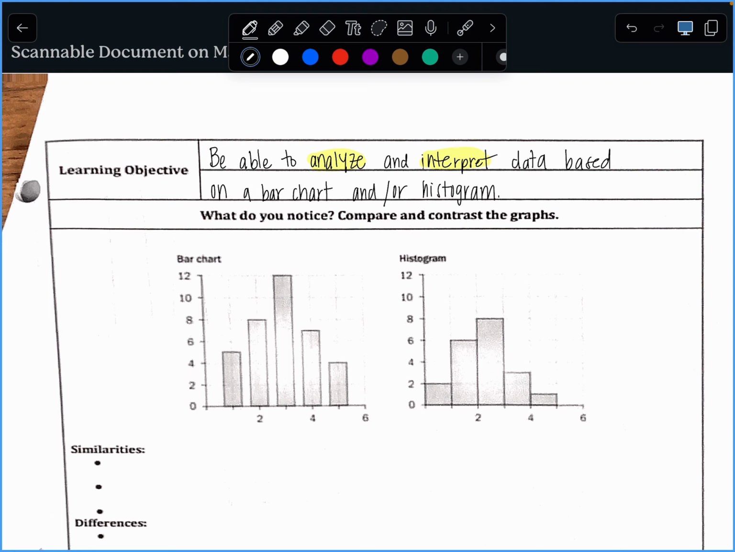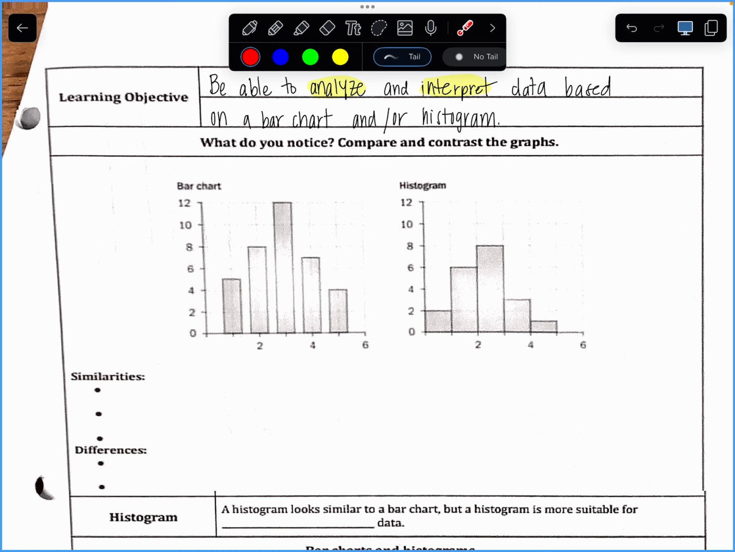So I want you to look at these two visuals, the bar chart and the histogram. And I want you to tell me what you notice. For example, you can look at the X, the Y-axis, right? You could tell me about the things you see in here. Write down 3 similarities and 2 differences. There's no right or wrong answer.